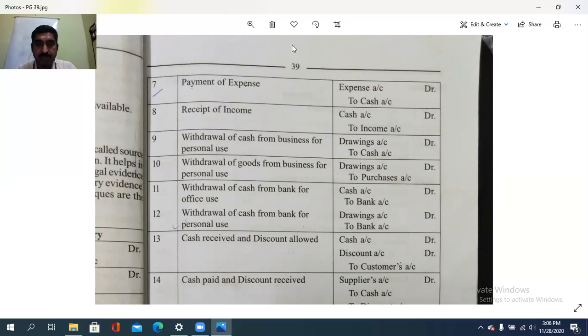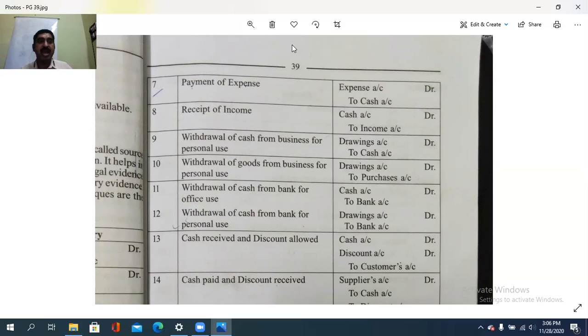And withdrawal of cash from business for personal purpose. So what is that? Drawings account. Wherever you see withdrawals, remember it is the drawings account. It is only for office purposes that it comes from the bank. So withdrawal of cash from business for personal purpose: drawings account debtor to cash.